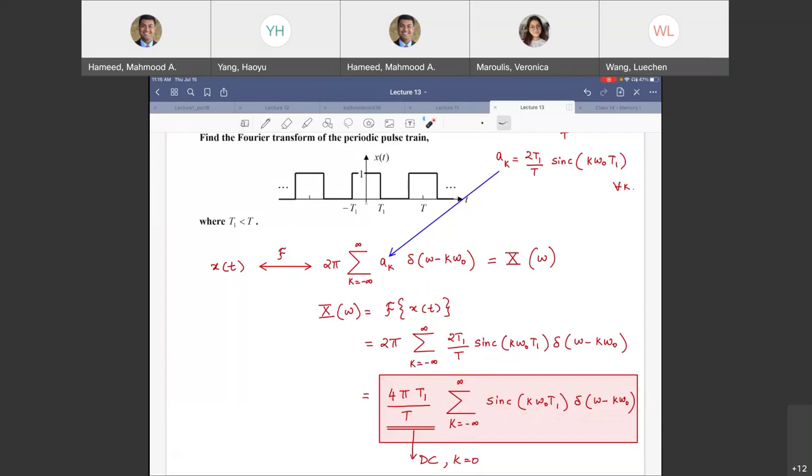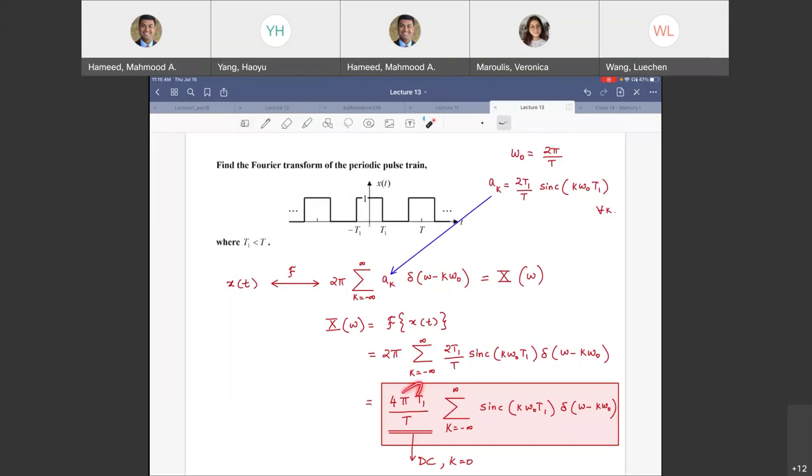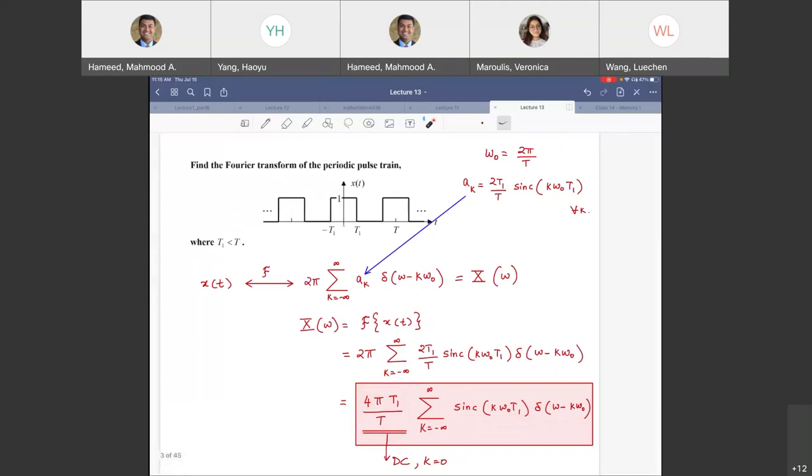So let's go back. When you had just one rectangle, what did you have? Sinc. Now, when you made this periodic, what did you do? You simply sampled the sinc at 1 omega naught, 2 omega naught, 3 omega naught, 0, negative 1 omega naught, negative 2 omega naught, and so on. So how does it look? Oh, by the way, this is your DC term, right? When k is 0, all of this will go to 1, and you will have just 4 pi T1 divided by T. That will be your DC term.